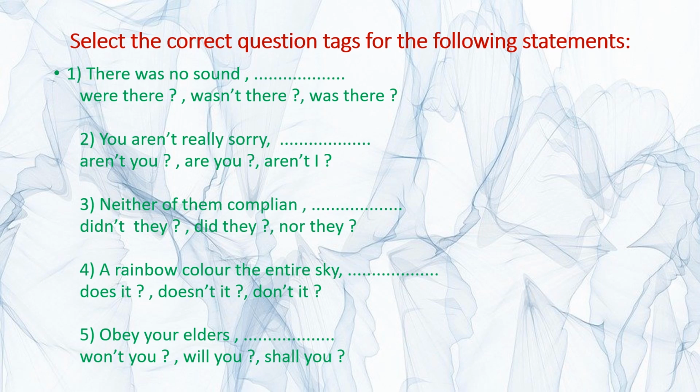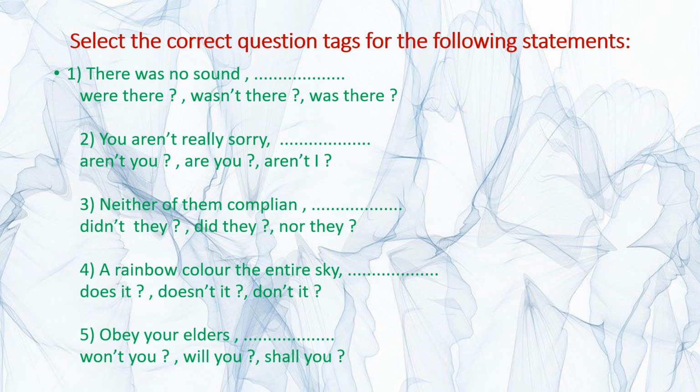Now see the first sentence there. There was no sound. And what are the options given here? Were there, wasn't there, was there. There was no. So no indicates a negative sentence. So the question tag is going to be positive, right? Okay. So wasn't there will not come. So you have options now between 2. Were there or was there. What is going to be the correct option here? Right. That is was there.